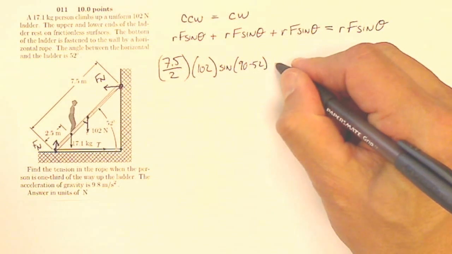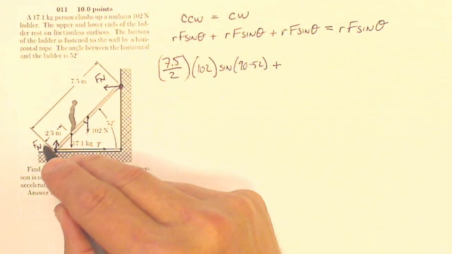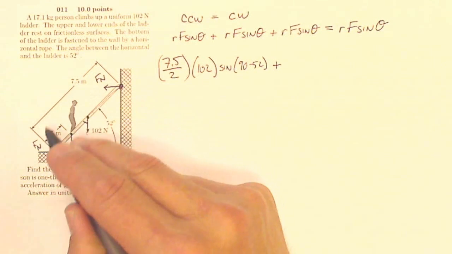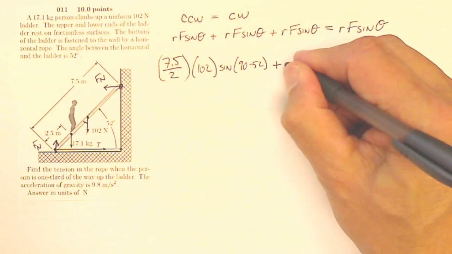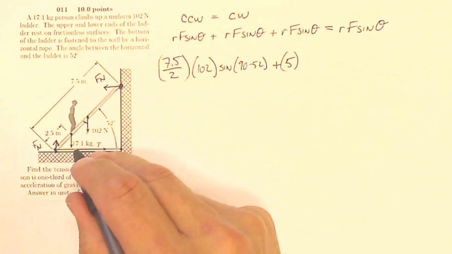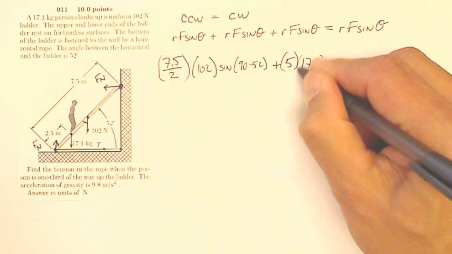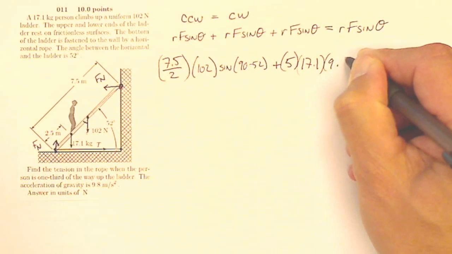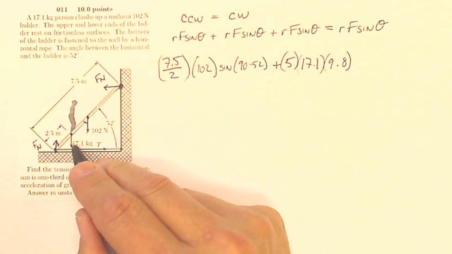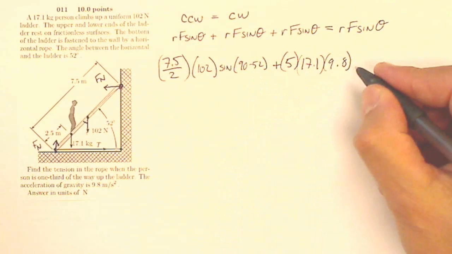Same thing with the person. So I've got a plus r for the person. Well, that person is 2.5 meters from this side. So 7.5 minus 2.5 will give me 5. The force is going to be 17.1 kilograms times 9.8. And the theta there is going to be the same as the sine of 90 minus 52.